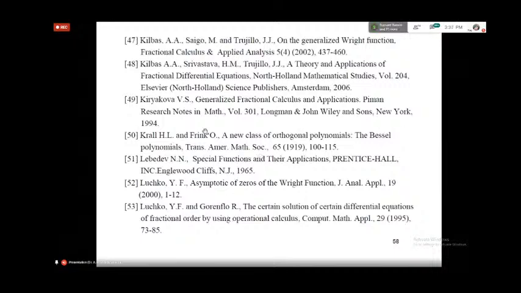One can really learn the techniques for the orthogonal polynomial from this one. This is your Bessel polynomial. And these two books are for special functions and their applications. Very interesting. Here you will get so many applications of the special function, and the asymptotics of the zeros of the function.